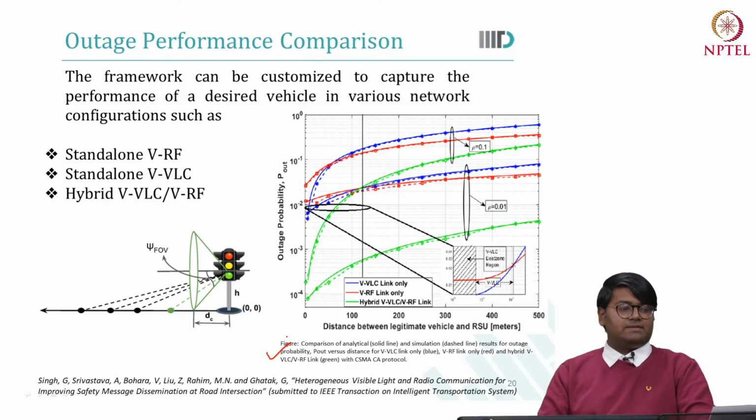Also, the outage performance of standalone vehicular VLC link is comparatively better than the standalone vehicular radio frequency. This is true for low communication range. It can also be observed that for assist probability 0.01, the outage performance of standalone vehicular VLC is better as compared to vehicular radio frequency link when my desired transmitter location is less than 120 meters. However, standalone RF is a more reliable option when my desired transmitter location is greater than 120 meter.